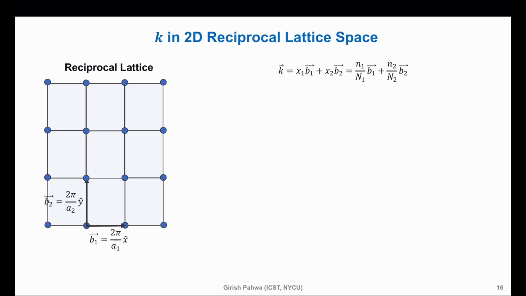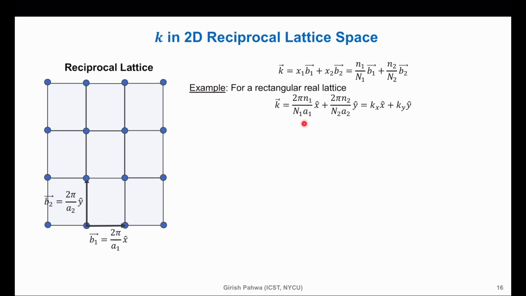Okay. Now for a rectangular lattice, we know that this b1 is going to be what? 2 pi by a1, right? And this is n1 and this is capital N1. So the total quantity is this. And b2 is 2 pi by a2 into y cap, right? And the rest is coming from here, n2 by N2. So this was in terms of b1 and b2, but I have converted that into x and y.